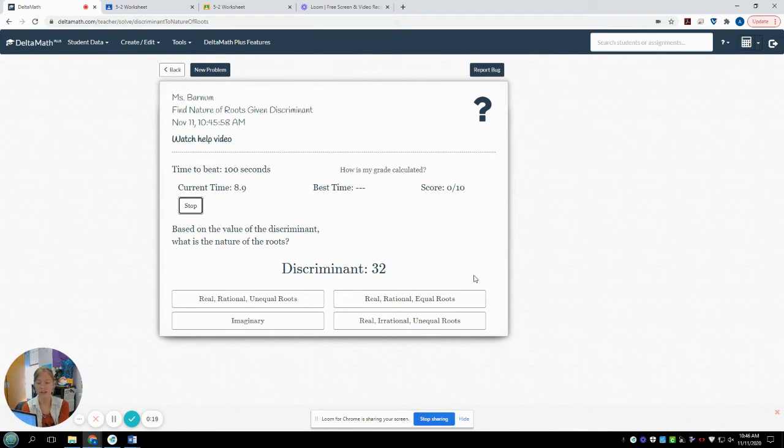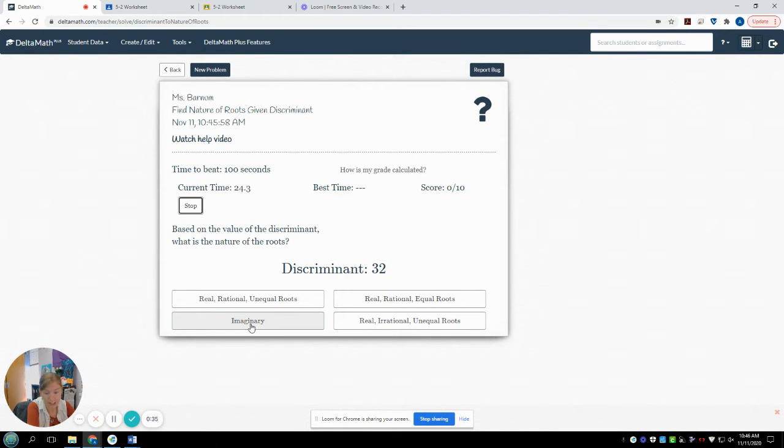This time it's 32, and I know from my notes earlier that if it's positive, that means it must have two solutions, right? The problem is what they give me on the computer isn't that black and white. So here's the code to read what they say.